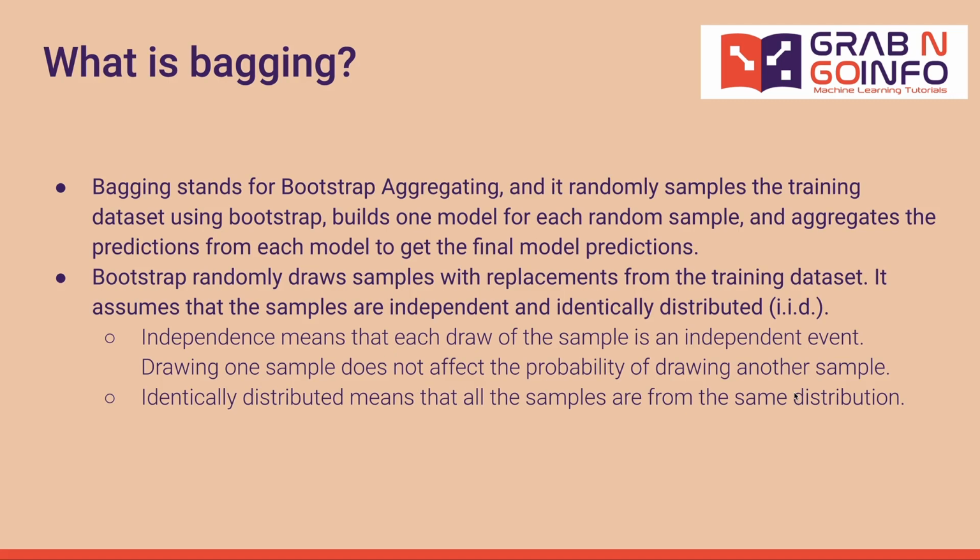Bootstrap randomly draws samples with replacement from the training dataset. It assumes that the samples are independent and identically distributed. Independence means that each draw of the sample is an independent event. Drawing one sample does not affect the probability of drawing another sample. Identically distributed means that all the samples are from the same distribution.